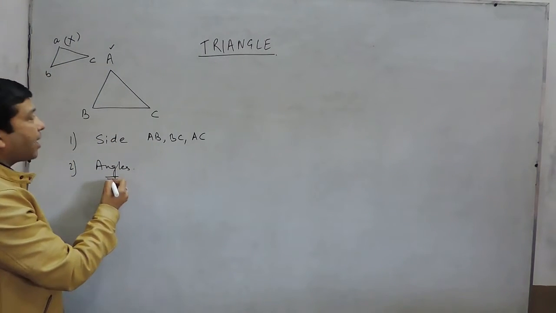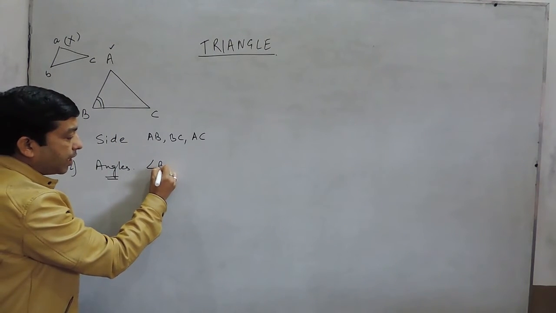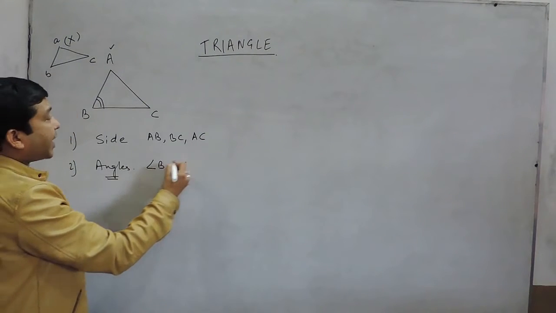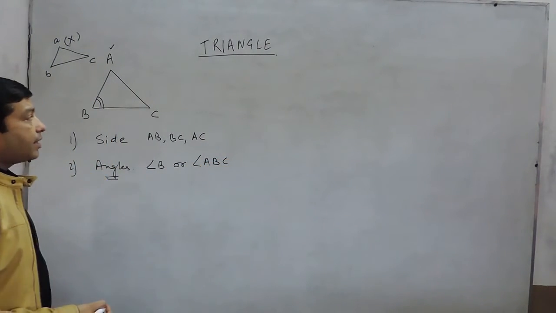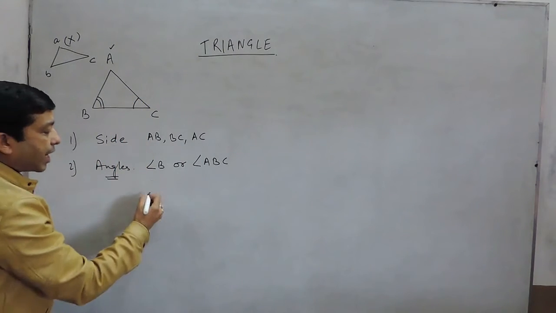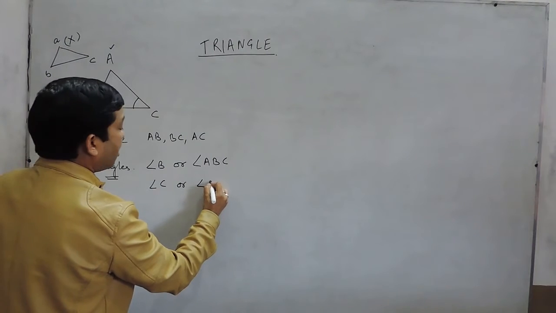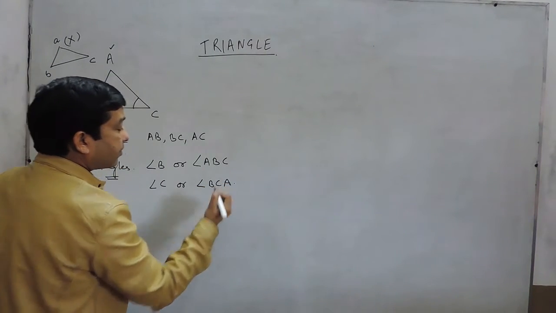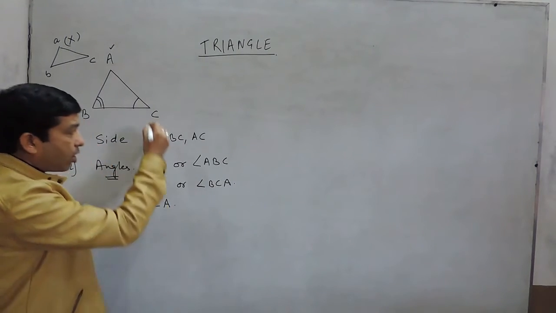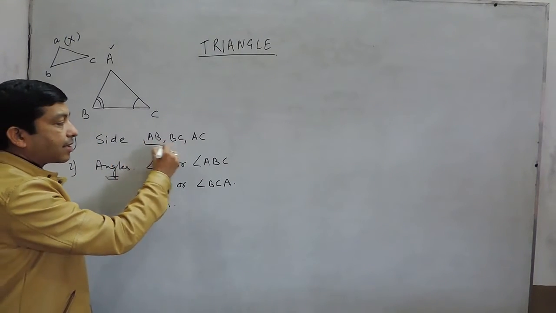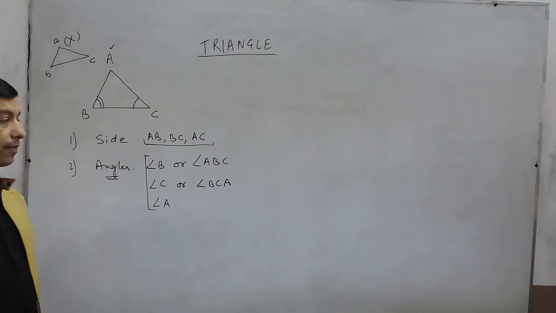When I talk about the angles, this is one of the angles. This is known as angle B, or it can also be written as angle ABC. In the same way, this angle is angle C, or it can be written as angle BCA. So basically, there are 6 parameters of a triangle. There are 3 sides and 3 angles in a triangle.